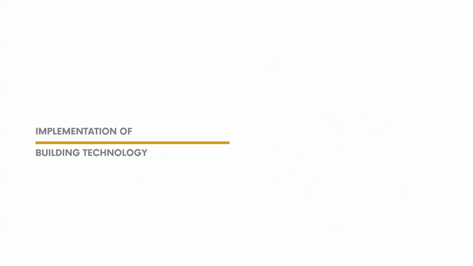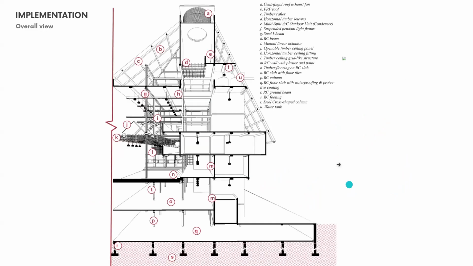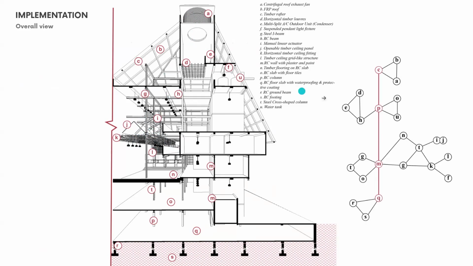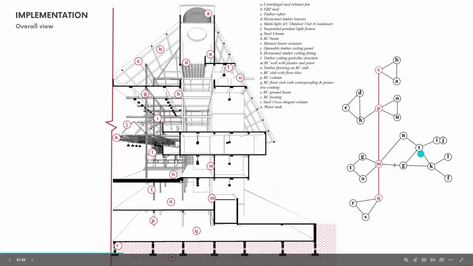Next we'll be moving on to the implementation of building technology. This is an overall view of how I implement the technologies mentioned in assignment 2, the case studies by Kengo Kuma and also Marcel. Firstly, there will be an exhaust fan, you can see, and then the Sidori structure system on the ceiling and also on the wall here. And then also the operable ceiling and its system on here. This is the ball diagram here.